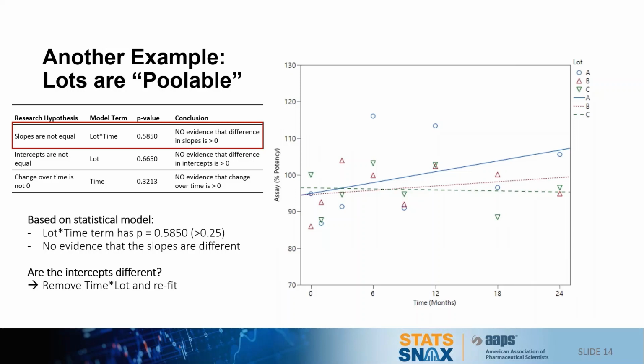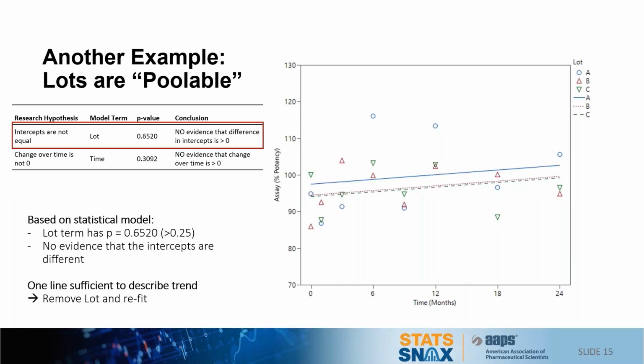Let's review another example where we can reduce the model beyond the full model. Based on this statistical output, the p-value for lot by time is 0.5850, which is greater than 0.25, so there is no evidence that the slopes are different, and we remove the lot by time term from the model and refit with a common slope but different intercepts. This is the model output for the separate intercepts model and the fitted regression lines from it. Notice a few things. As we expect, the lines are parallel but have different intercepts. Also, the p-values for the remaining terms have changed slightly, but the overall conclusions about the terms have not changed.